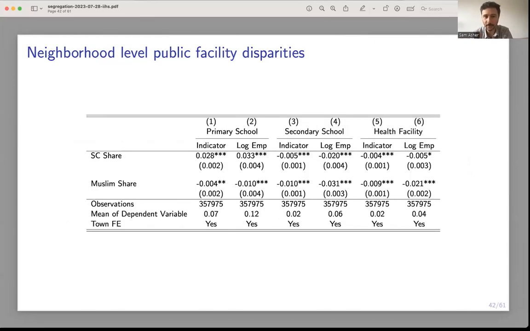This is just a table showing you that, and it shows that this appears whether there's an indicator for the presence of that facility or we're looking at employment, which is basically to say that this is not just the fact that there are fewer schools in Muslim neighborhoods, say, but they're bigger schools that are there for more people. They're both smaller and fewer in number.